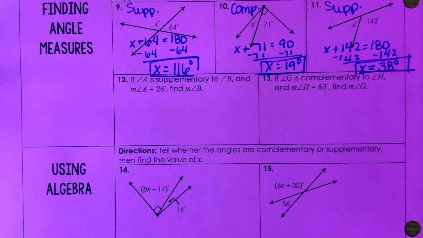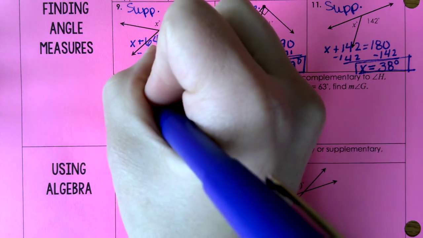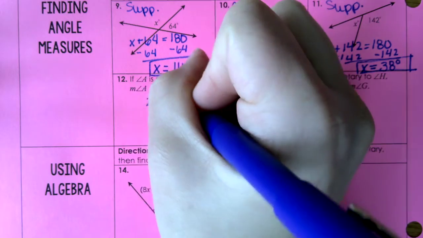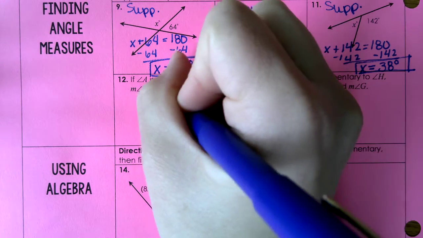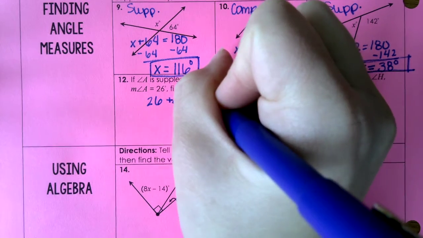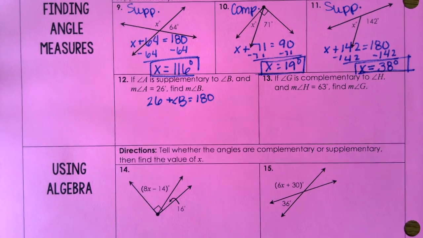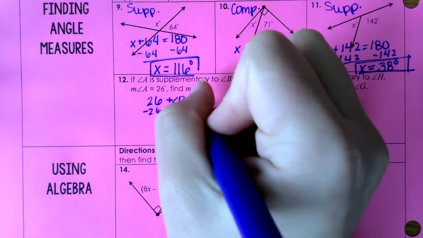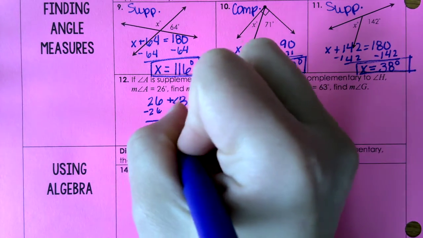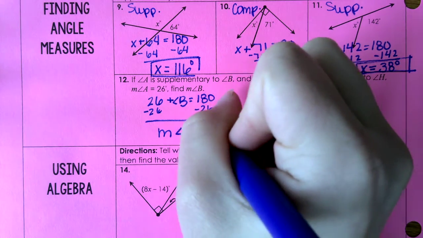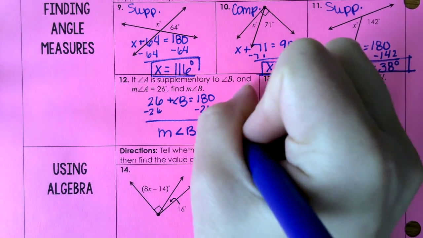So it says if angle A is supplementary to angle B, I know that the measure of angle A is 26 degrees. I need to find the measure of angle B. So what do I know about angle A and angle B? They equal 180 degrees when I add them together. So what I'm going to do is if I take 26 degrees, add that to angle B, I'm going to get 180 degrees. Then I subtract 26. And I know that the measure of angle B equals 154 degrees.